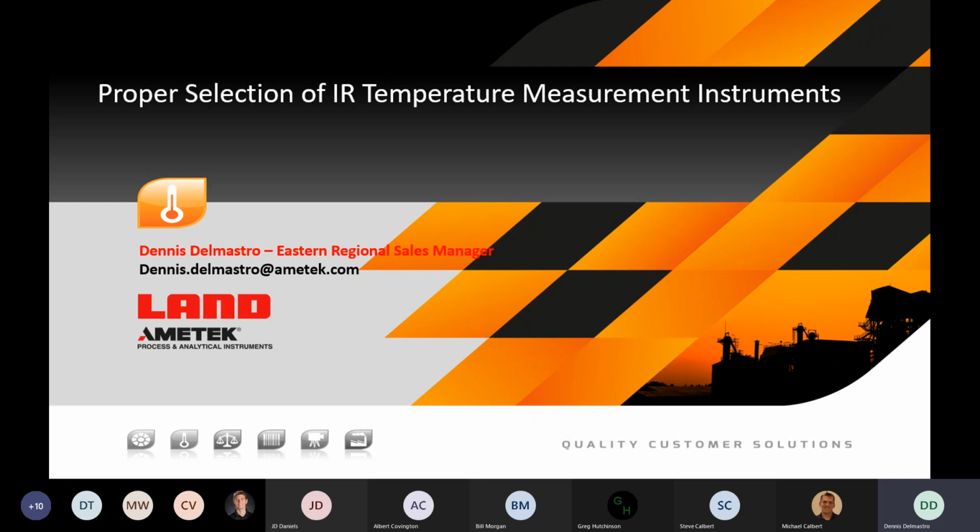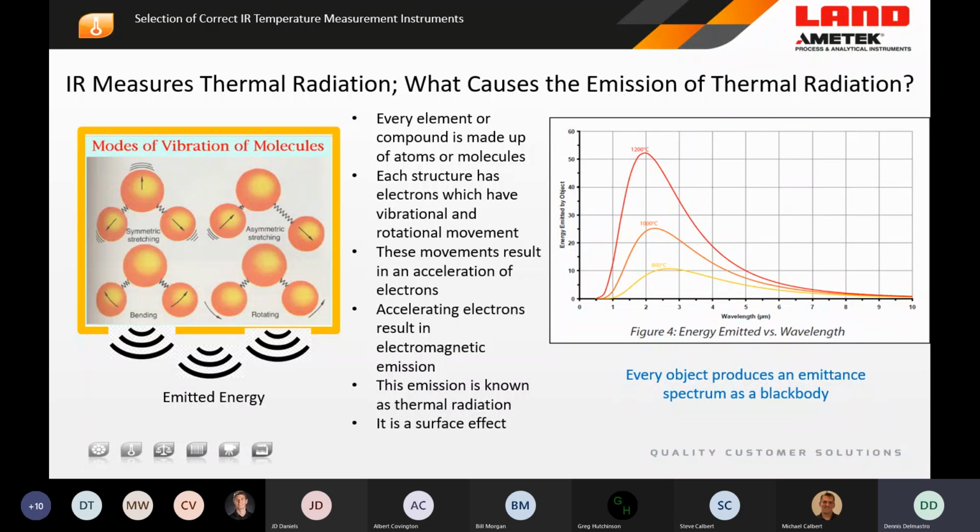So let's get underway. We're going to be measuring IR, thermal radiation. One of the questions right off the start, if people don't know it: what causes the emission of thermal radiation? Well, every element or compound out there is made up of atoms or molecules, and each structure has electrons which have vibrational and rotational movement. These movements result in acceleration of electrons, and these accelerating electrons result in electromagnetic emission. That emission is known as thermal radiation, and it's important to keep in mind that it's somewhat of a surface effect.